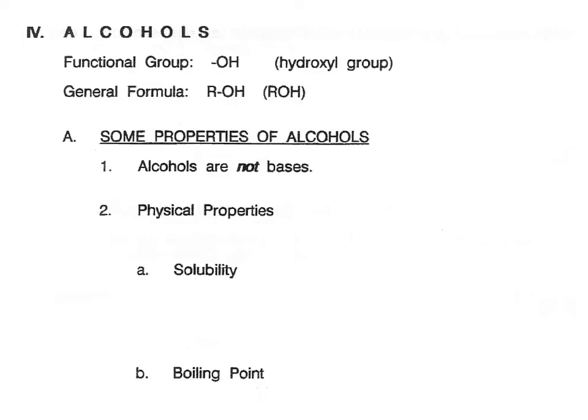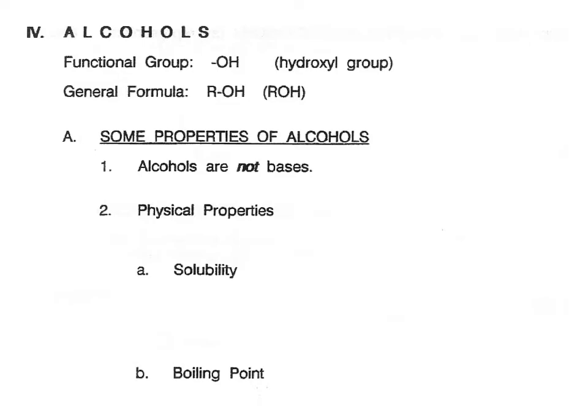Let's start by looking at alcohols. Alcohols have the functional group OH, known as the hydroxyl group. They have a general formula ROH. Notice that there is no carbon implicitly shown here, but that we just use the R group to stand for the hydrocarbon chain. We are going to look at one major property of alcohols.